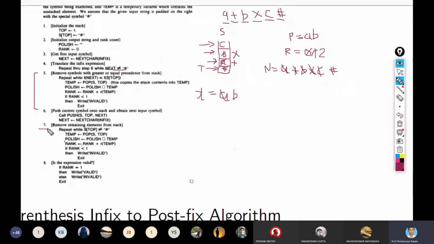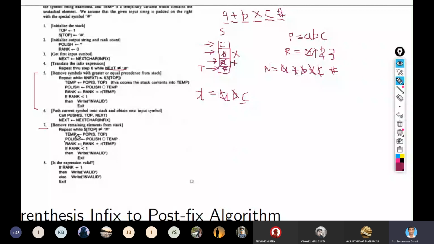And in the 7th step, what we have to do is repeat while s of top is not equal to hash. What we have to repeat? In the temporary, we have to pop the stack. So pop the stack, that would be C. Append it to the Polish expression. Polish is equal to Polish appended by temp. So this C will be appended here. Then rank equals rank plus rank of temp. That is 1. So rank would be now 3. And if rank is less than 1, no.